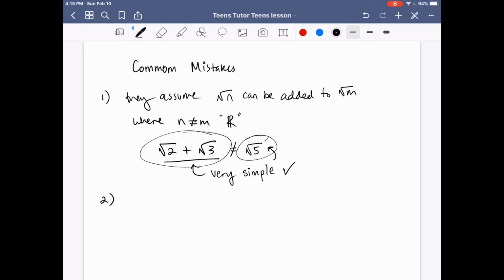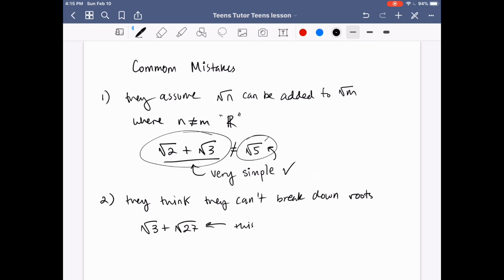And the second misconception is that people think they can't break down roots. So for example, like I was giving you guys previous examples where I'd say square root of 3, and in the previous example, square root of 27. They think that this is not simple. What you want to do is think about the terms and break it down where you can get your most simplified answer, and this would in turn be simple.